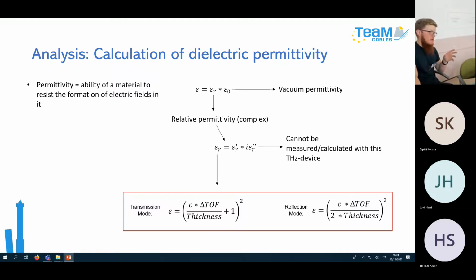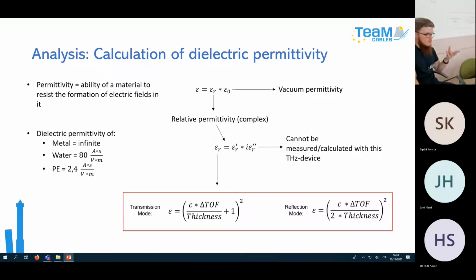Some exemplary values for the dielectric permittivity, so you get some idea, are for metal, this is basically infinite, and for water, as a good absorbent. Now you can maybe understand metal with an infinite dielectric permittivity acts as a total reflectant. Water with a very high permittivity absorbs a lot of the terahertz waves, and polyethylene, for example, is able to transmit. It's partly transparent.